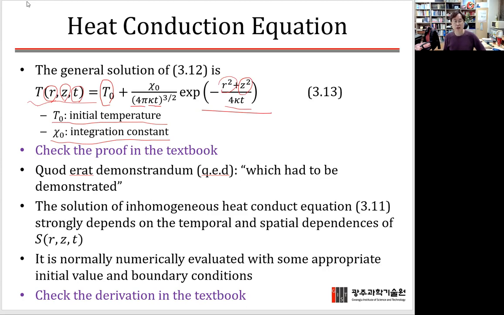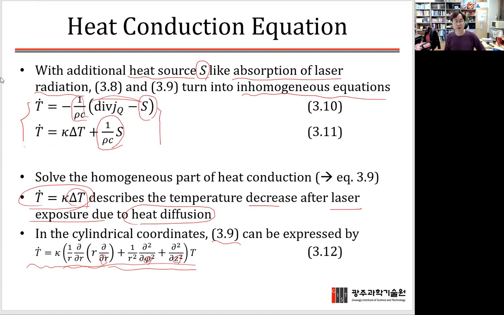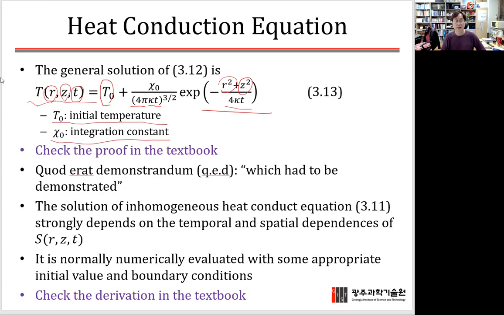And then the solution of the inhomogeneous heat conduction equation, which is 3.11, which contains 1 over rho C and then S, is strongly dependent on the temporal and also spatial dependencies of this S, so the heat source. So it is normally numerically evaluated with proper initial value and boundary conditions. And you can also check the textbook for the derivations of this.